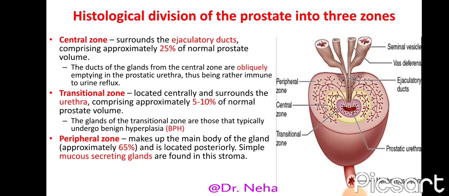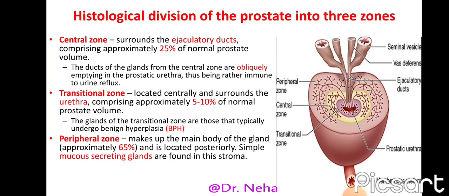Now the histological divisions of the prostate into three zones. First is the central zone. This is the yellow colored area in the image. This surrounds the ejaculatory ducts and comprises 25% of the normal prostate volume. In this zone, the ducts of the glands are obliquely emptying into the prostatic urethra, thus being rather immune to urine reflux.